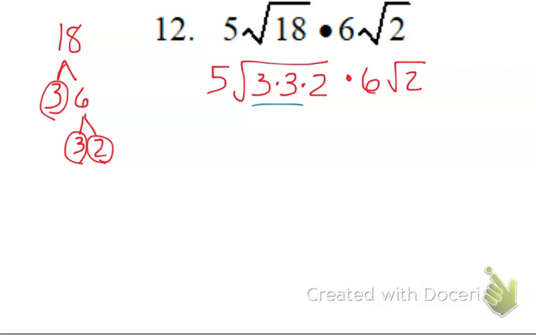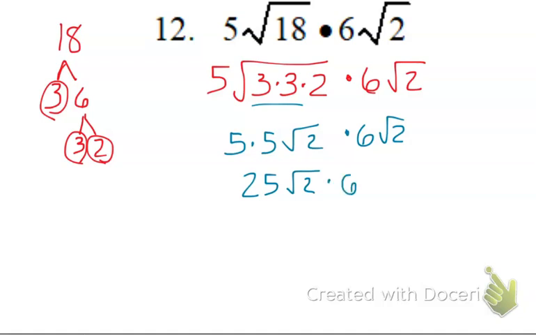Square root of 3 times 3 is 3. So we have 5 times 3 times square root of 2 times 6 square root of 2. And so 5 times 5 is 25. Square root of 2 times 6 square root of 2.